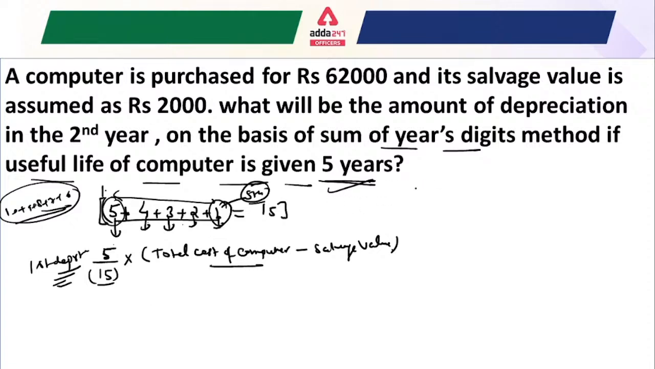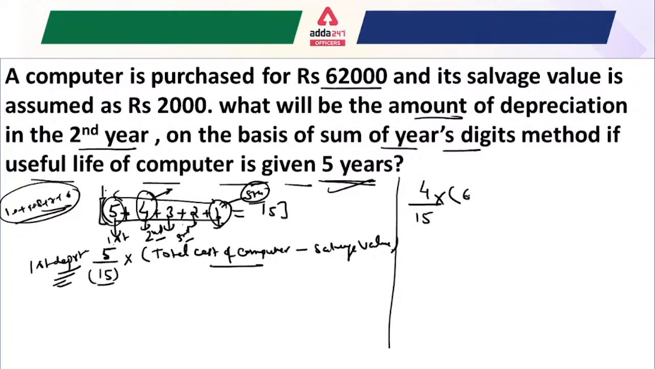Now if the question is what will be the amount of depreciation in the second year, just tell me what will be the amount of the depreciation in the second year. For the second year, what term will we use? That is 4. Why? For the second year, 4 years of useful life would remain. So we use 4 by 15, multiplied by the total cost of the machine, 62,000 rupees given. So write here 62,000, and the salvage value given is 2,000.